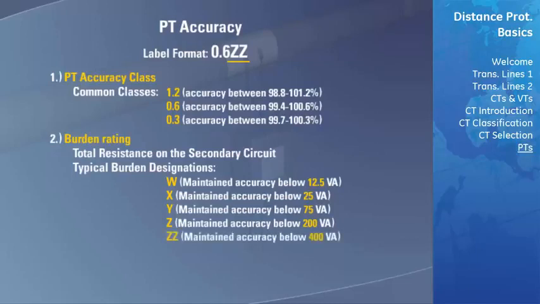And the double Z rating indicates the PT will operate accurately as long as the burden doesn't exceed 400 volt amperes. If at any time the burden exceeds the PT's rating, the accuracy classification will be compromised. In this example, the PT rated 0.6 double Z would have an accuracy between 99.4 and 100.6%, as long as the burden of the PT remains under 400 volt-amperes.